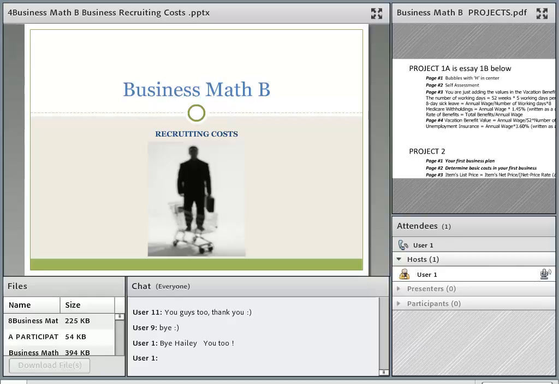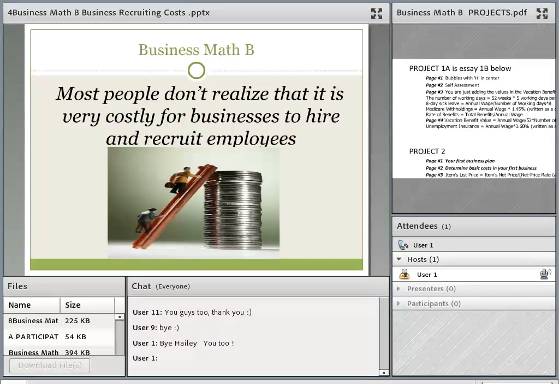And you will find that in your first 5 lessons. Most people really don't realize how costly it is for businesses to hire and recruit employees, so we're going to go over some of that and how, if you own a business, you calculate those costs.